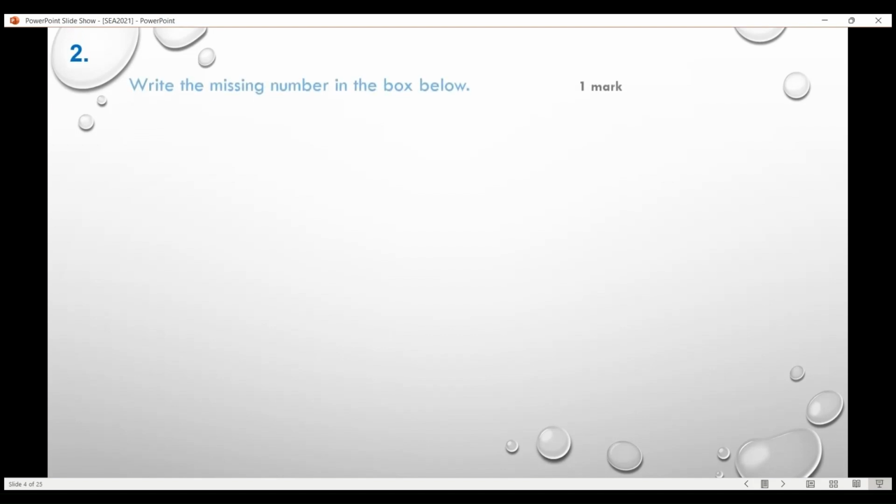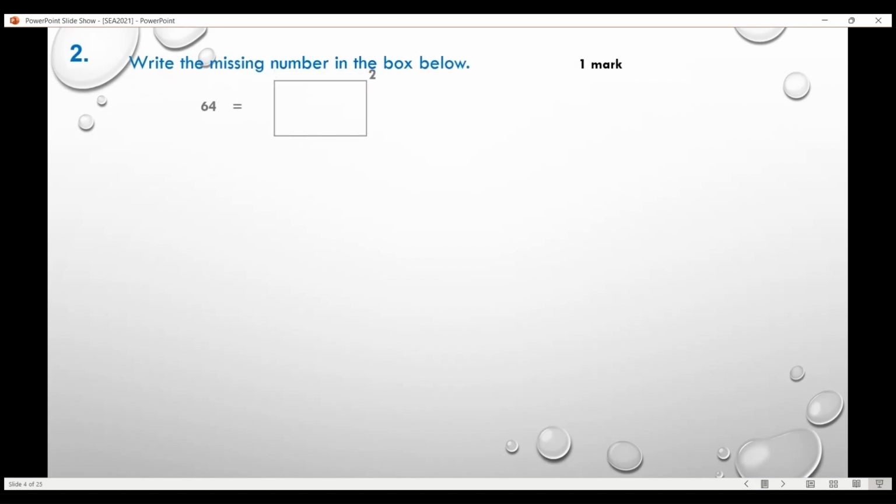Number 2, write the missing number in the box below. So 64 is equal to some number squared. And many of our students can easily look at that and they know the answer because they know their tables. So the answer is 8 squared.